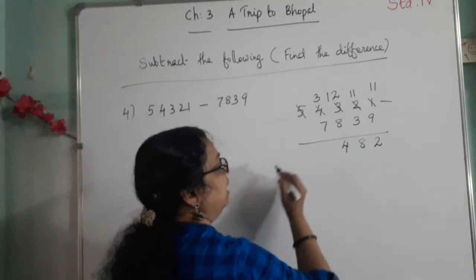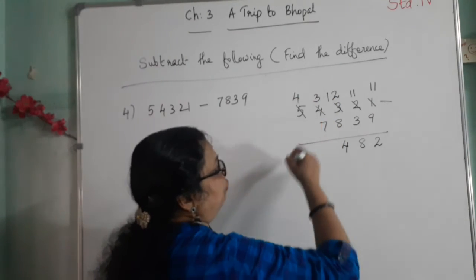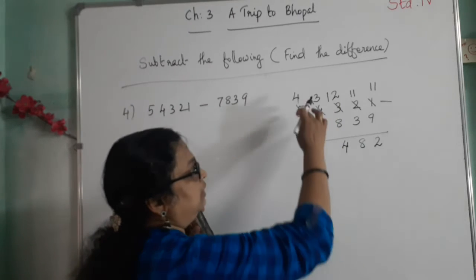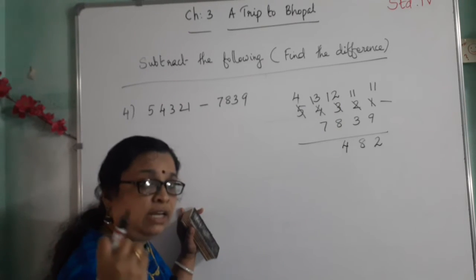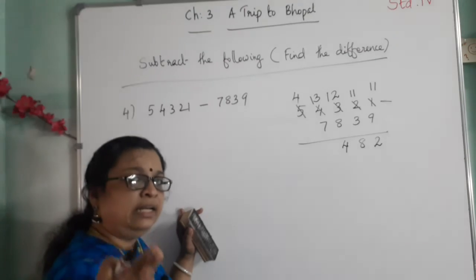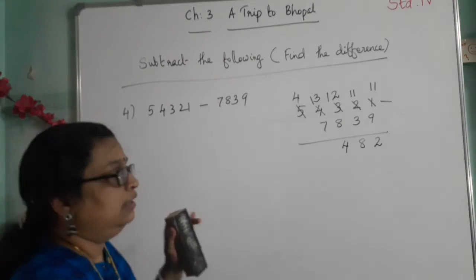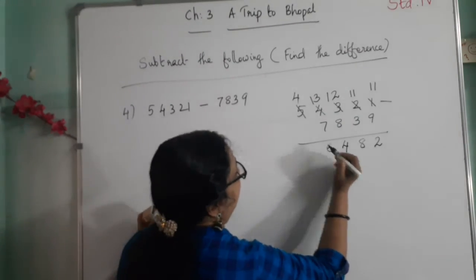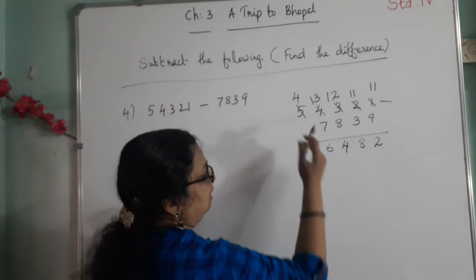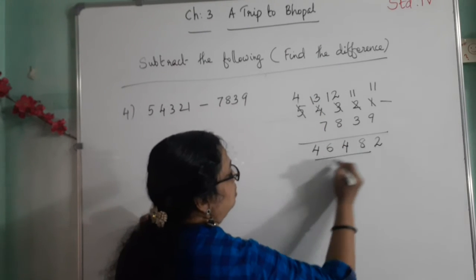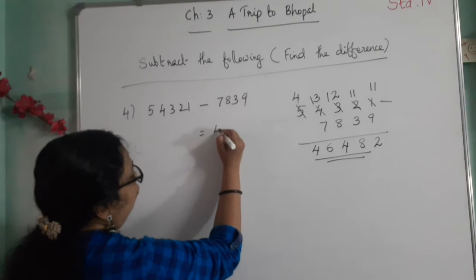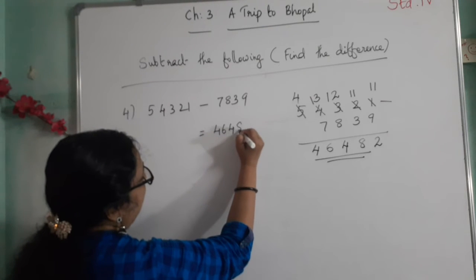Then 3 minus 7. Here 5 is there. 5 cut and write 4. This becomes 13. 13 minus 7. 7 after 8, 9, 10, 11, 12, 13. That is 6. Here only 4 is there. Here nothing. So we get 4. So the answer is 4, 6, 4, 8, 2.